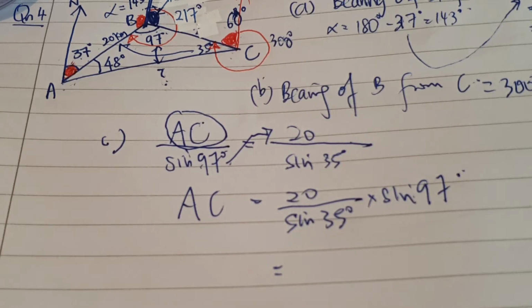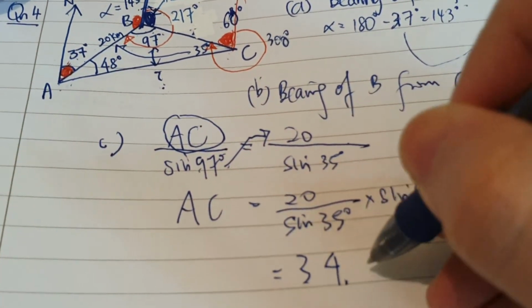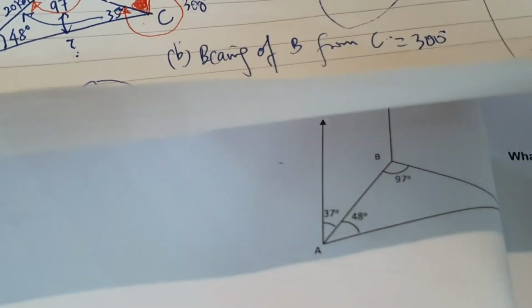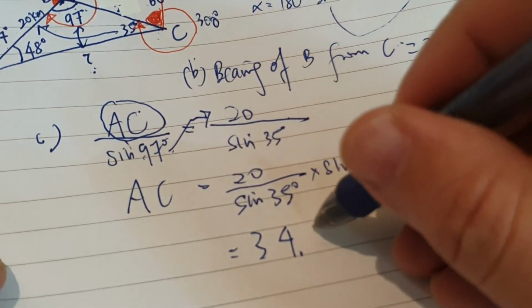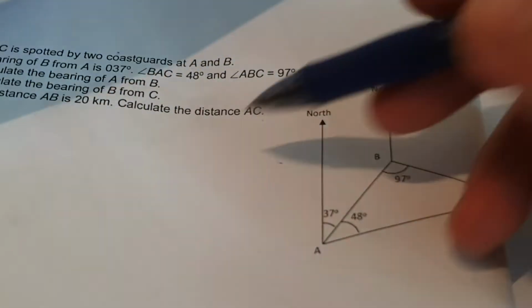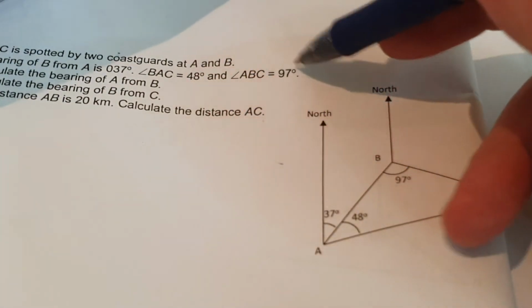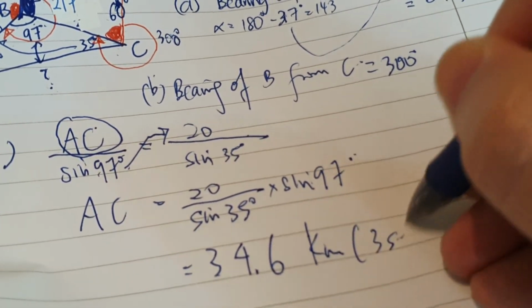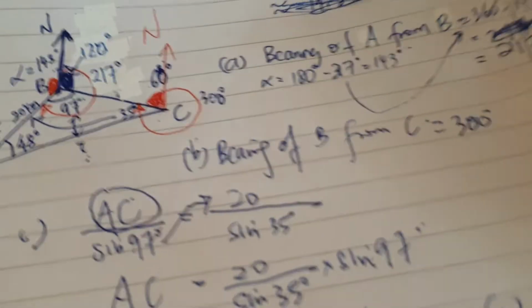You must practice pressing calculator. Don't just take my answer as the correct answer. My answer could be wrong. So this is what you have, 34 point. Because this is the final part already, right? AC is the final part already. So you can just write 34.6. The unit is kilometers, and you've rounded off to 3 SF. Finish. So that is what we have.